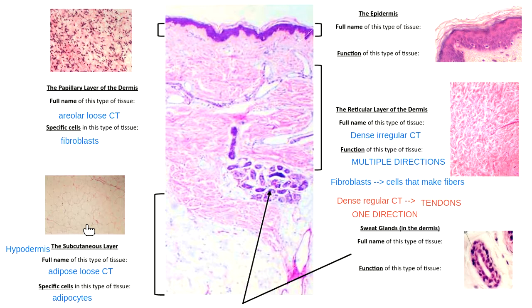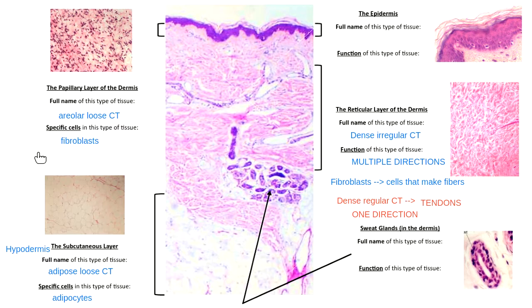So again, their name is adipocytes, the special kind of cells that are found in adipose loose connective tissue. And one of the best locations for you to learn adipose loose connective tissue is in the hypodermis, or the subcutaneous layer of the skin. So all of this down here, that's adipose connective tissue.